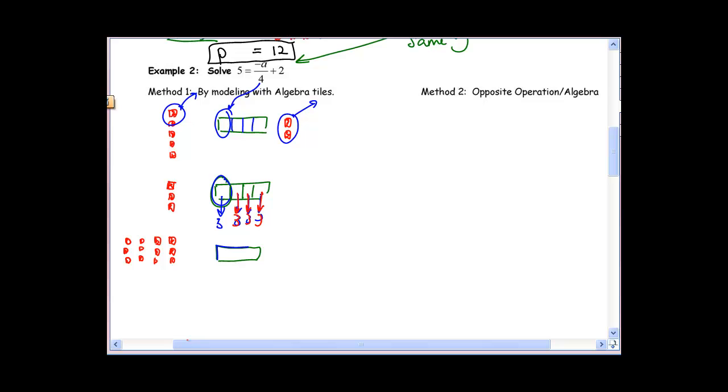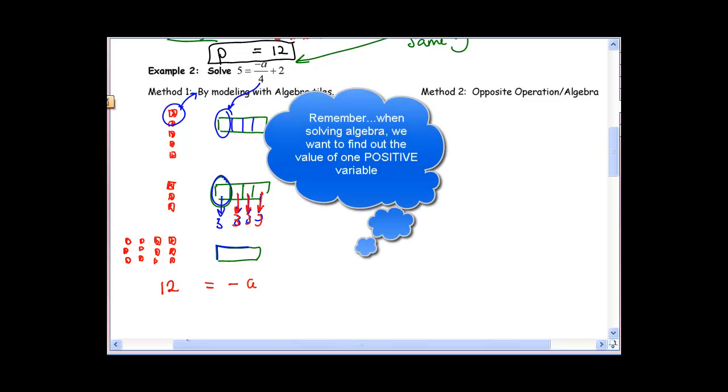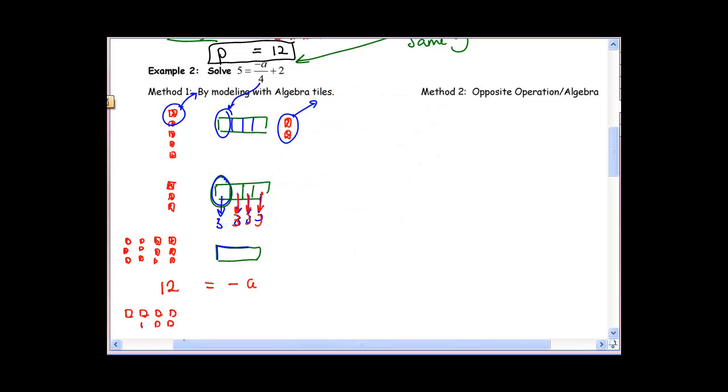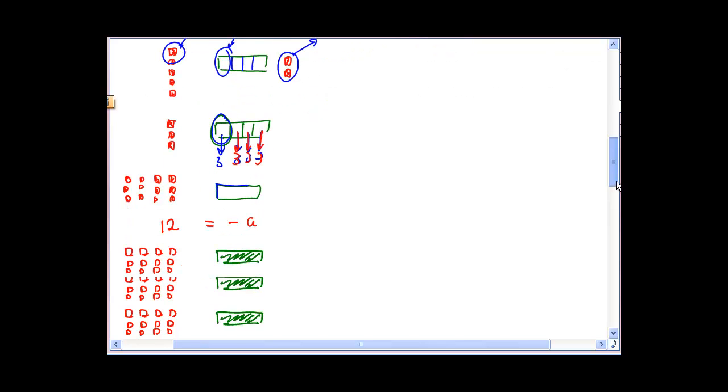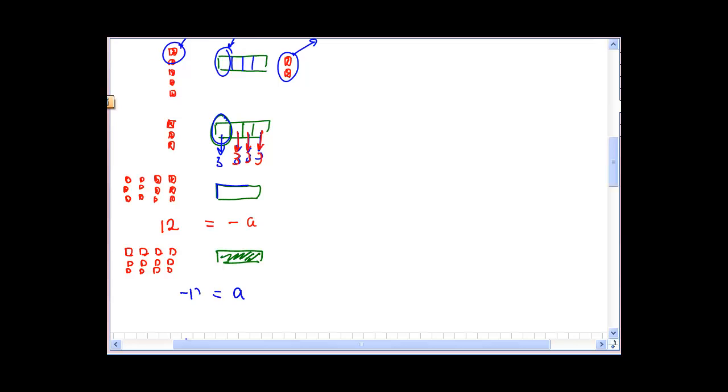Our answer is 12 equals negative a. But wait, we never want to actually solve for a negative of the variable. We want the positive of the variable. So once again, we can flip this around, and when we flip it, our positives become negative. So 1, 2, 3, 4, 5, 6, 7, 8, 9, 10, 11, 12. And then our rod, which used to be negative, is now positive. And what does that show both you and I? If you said a equals negative 12, I'm happy.